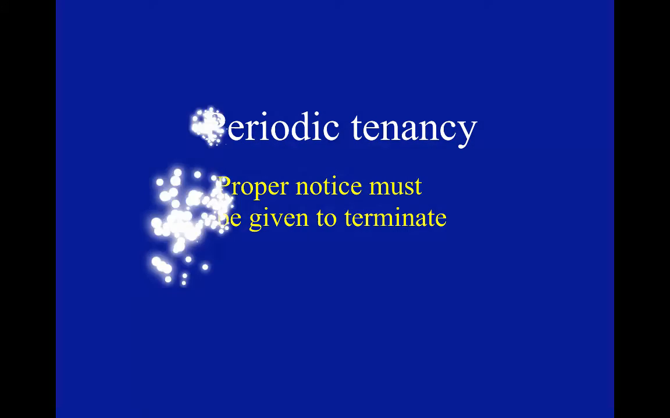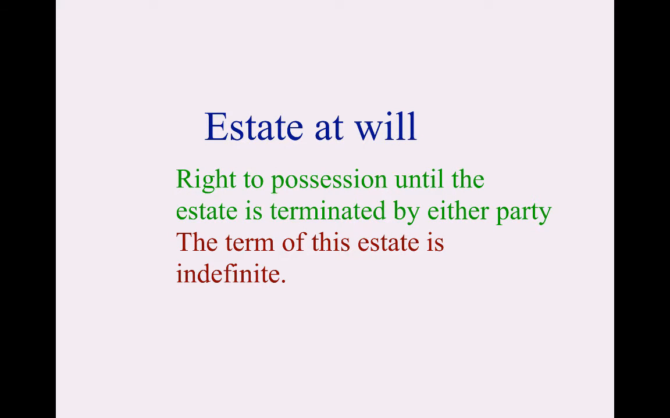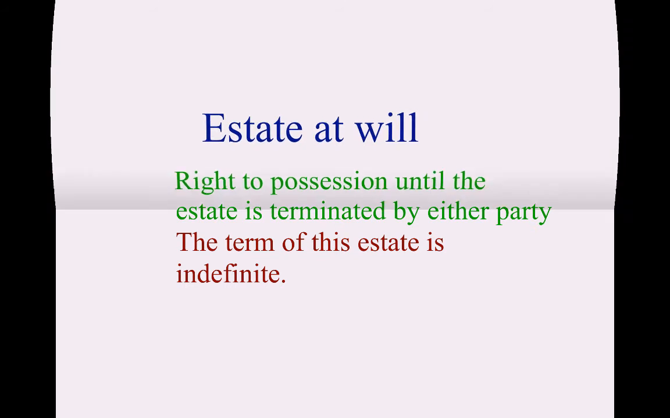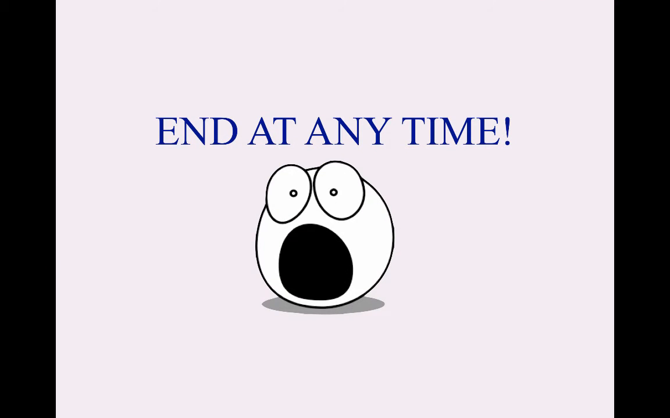An estate at will gives the lessee the right to possession until the estate is terminated by either party. The term of this estate is indefinite. Basically, estate at will means that it can be ended at any time. End at any time? That sounds terrible. What could possibly be worse than that?